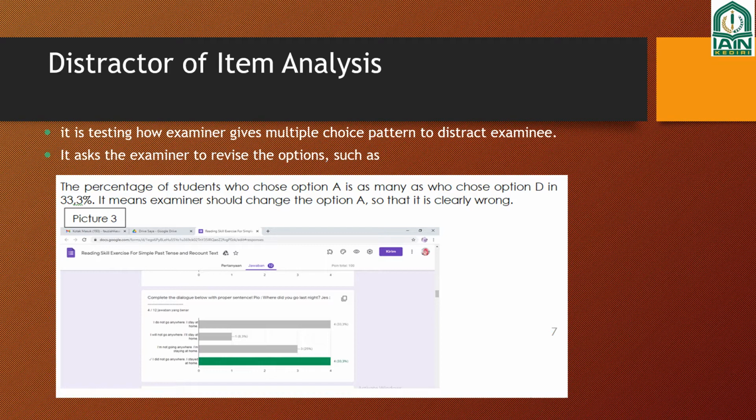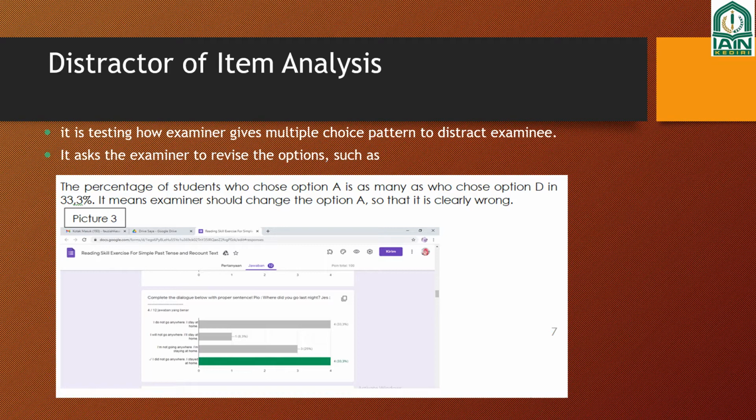And the last for NRE is the structure of item analysis. It is testing how the examiner gives a multiple choice pattern to distract the examinee. It asks the examiner to revise the option. Why should the examiner revise the option?